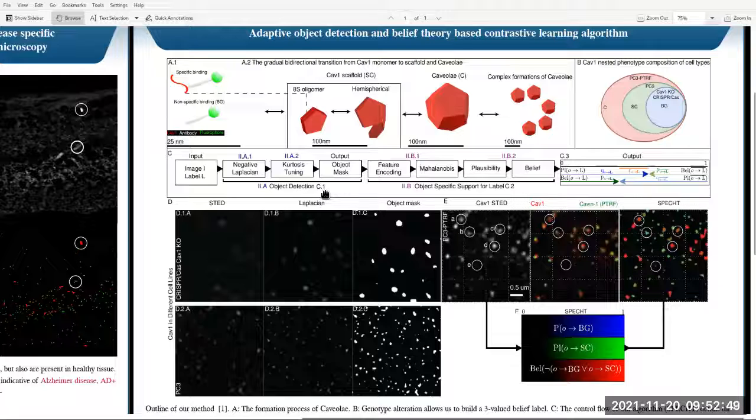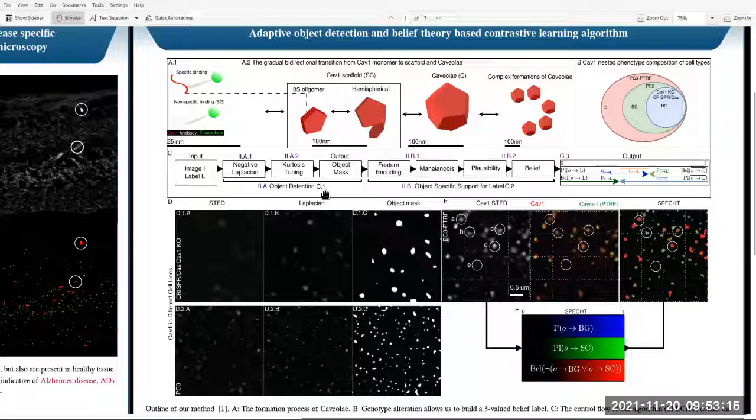The object detection stage is designed to be fully automatic, self-tuning, and adaptive to the images, and you can see in panel D why that actually is needed. For example, the knockout images are far fainter, and the object distribution is also completely different. Our method uses the kurtosis to automatically compute its optimal parameters.